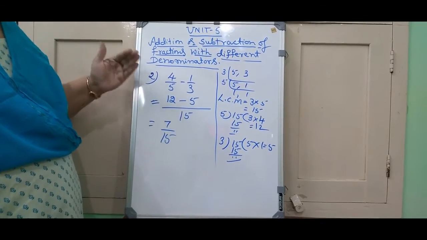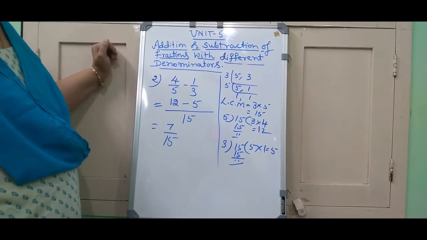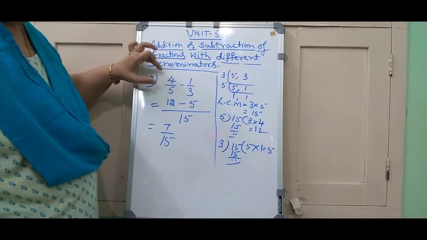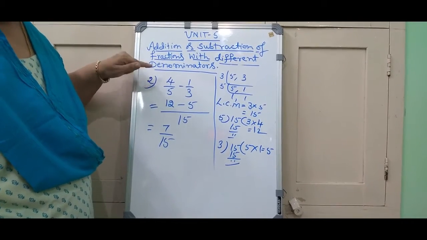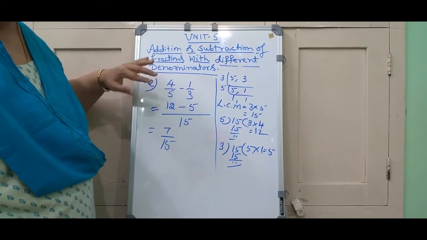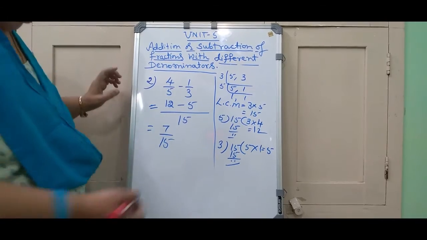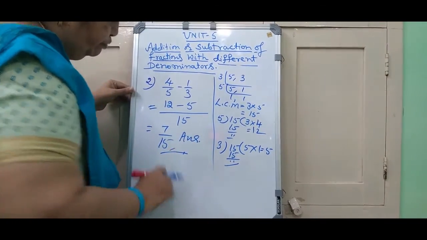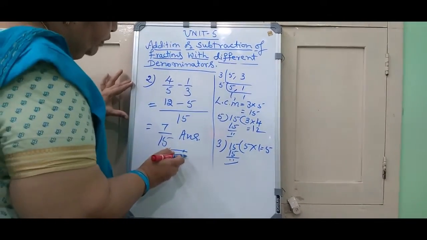So you can write one more step before this if it is necessary, if you get confused. What you are doing here is converting the given fractions into fractions with the same denominator and then adding or subtracting. That's all. That's very simple. So 7 by 15 itself is the answer here. This is the final answer.